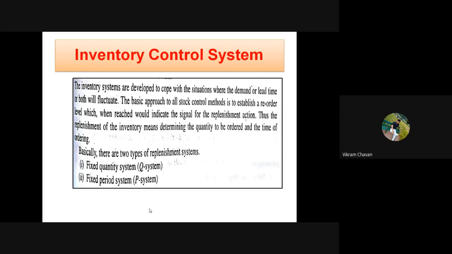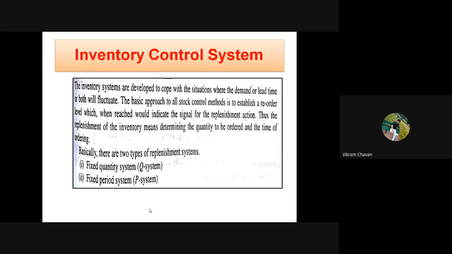So we can say that in the next time period I have consumed only 90 components, then I can order only 90 components in the next time period. That is nothing but what, in a fixed period system the quantity can vary, but the time period between two purchase orders or the time period between two production runs is constant. That is nothing but the P type of system or a fixed period system.